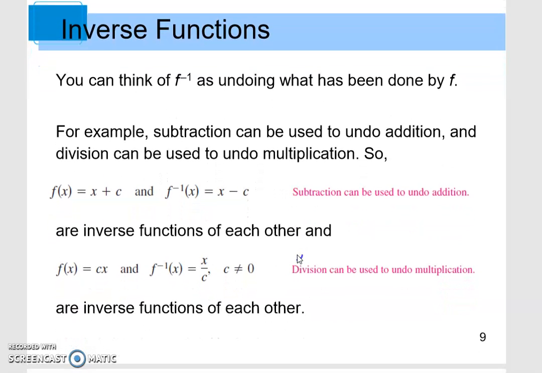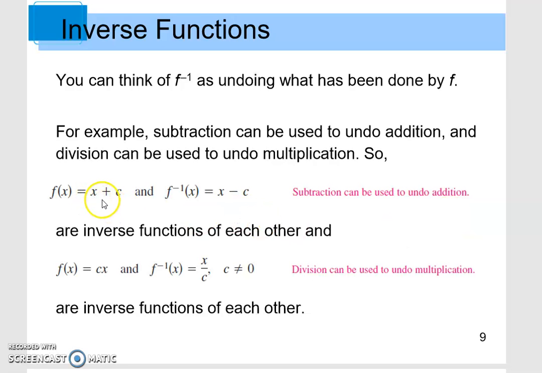This is probably one of my favorite slides of the presentation: you can think of f inverse as undoing what has been done by f. So in that earlier slide where we had x plus 3, if you notice when we did the inverse, when we flipped the coordinates, if you subtracted 3 from each of those x coordinates, you would get the answer. So that's kind of what happened in that first one.